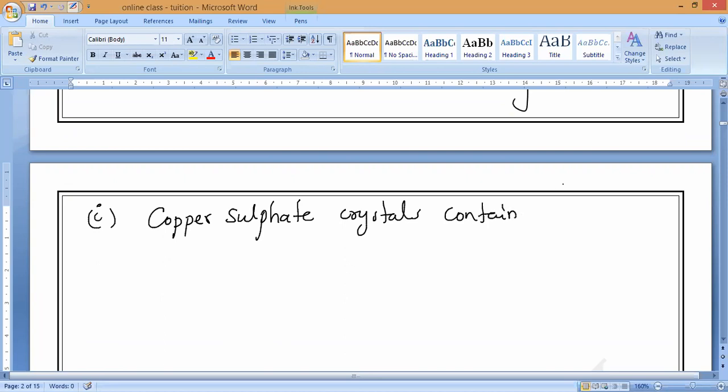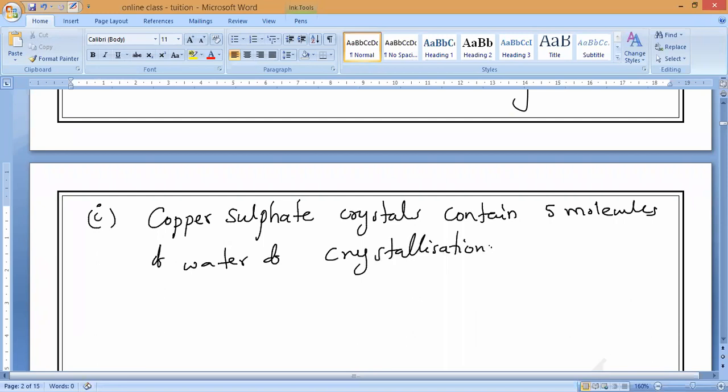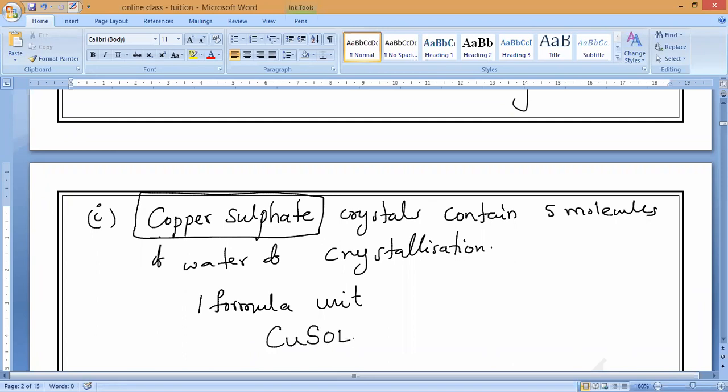You should not say 5 water molecules. You should say 5 molecules of water of crystallization. Water of crystallization, that is what you have to remember. So you can see water of crystallization in one formula unit of copper sulfate. Can you say what one formula unit of copper sulfate is? Sir, 5H2O. No, one CuSO4. 5H2O, sir.